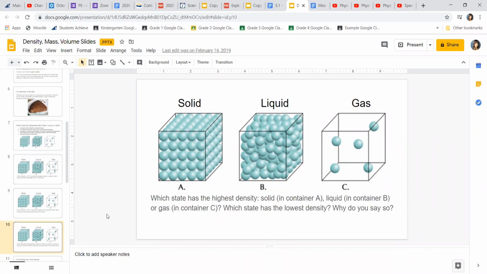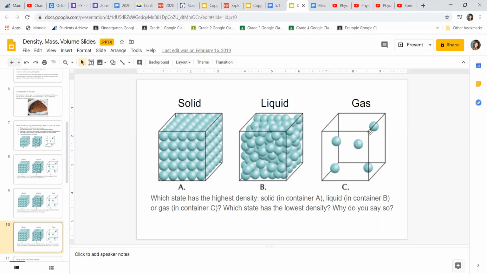And here we have, which state has the highest density? Again, you have the same answer. We see here that the solid is going to have the greatest density. It has way more molecules that are tightly packed in there, so it's going to be heavier compared to, let's say, gas.